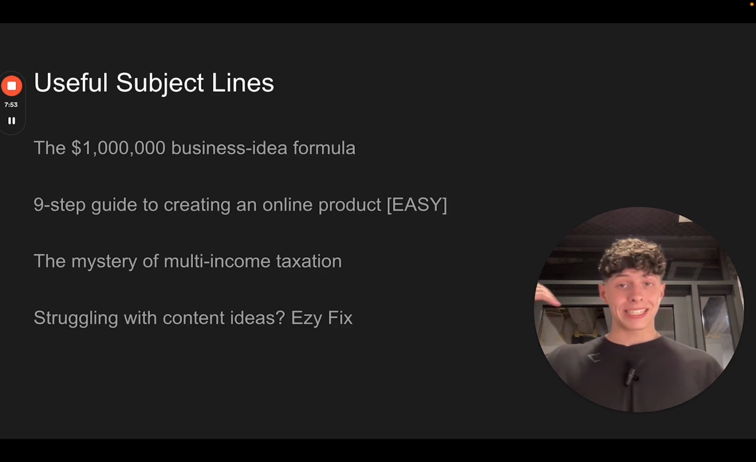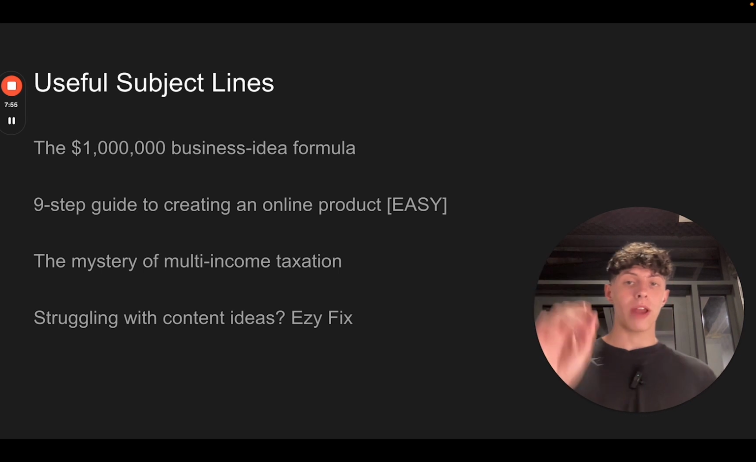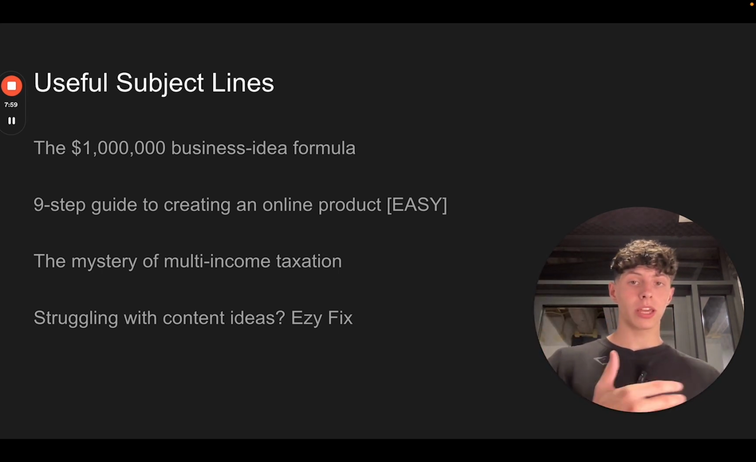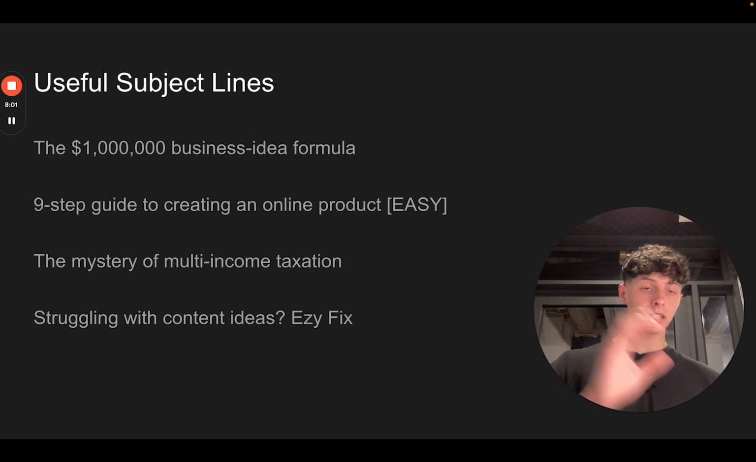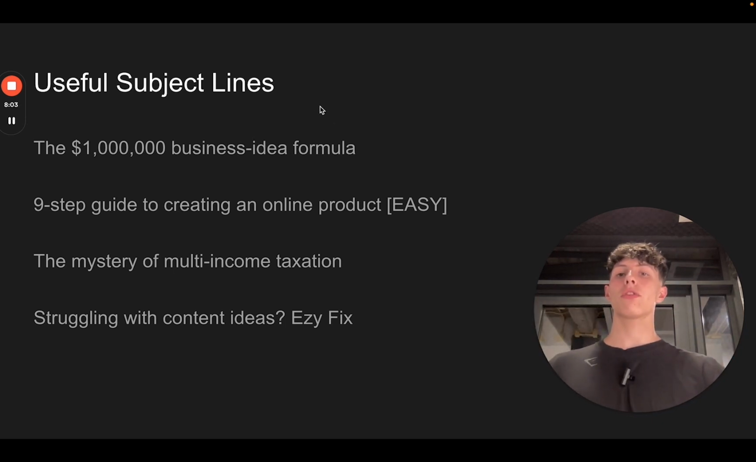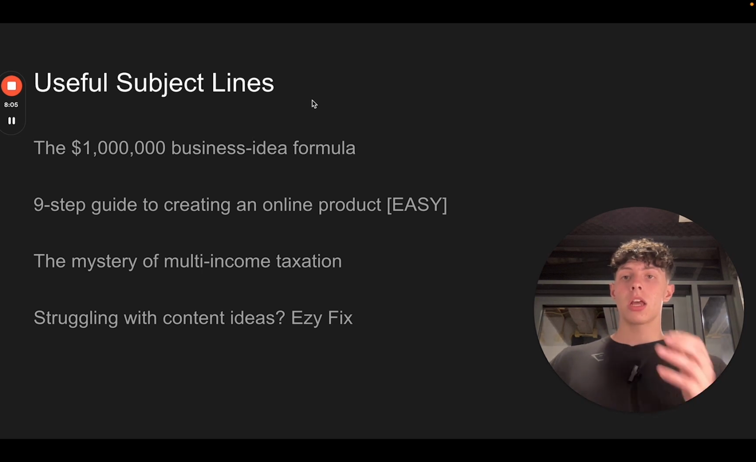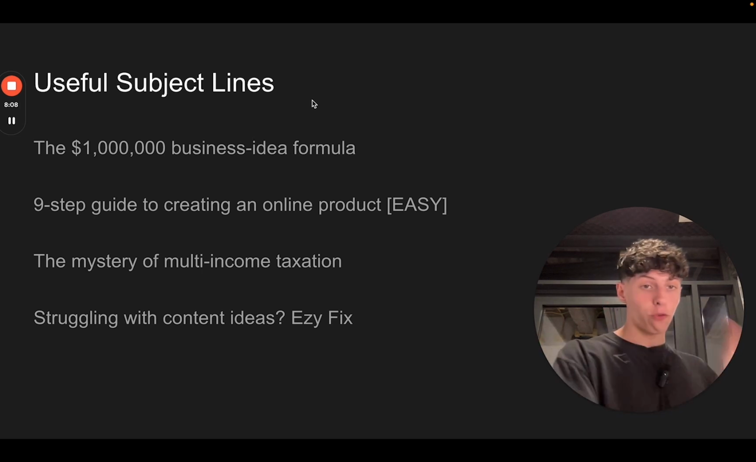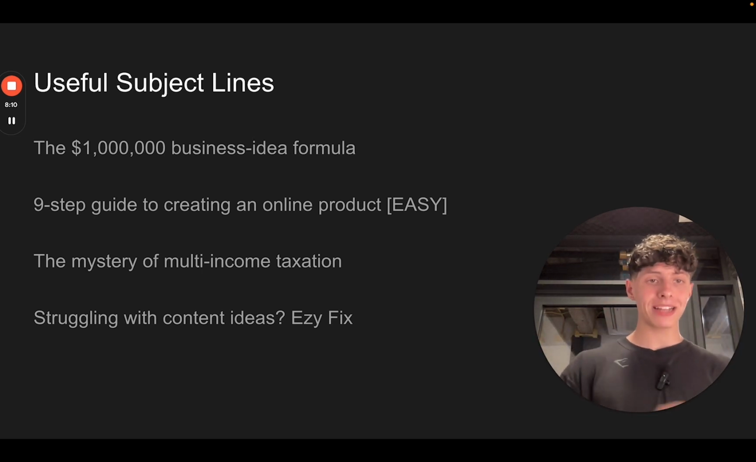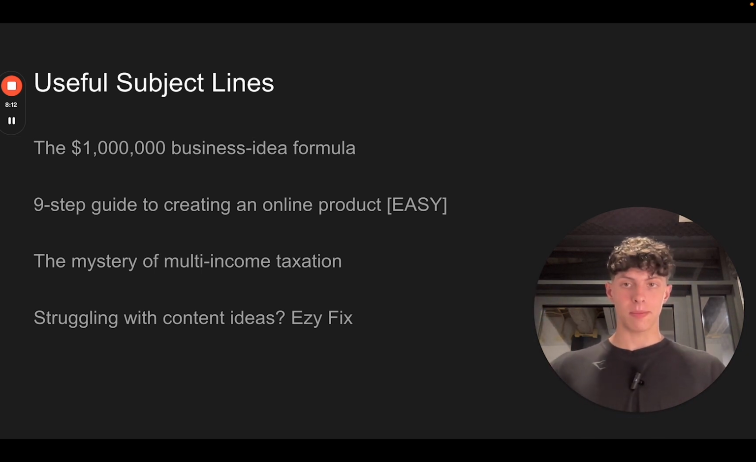The $1 million business idea. 9 steps to creating an online product. Easy. The mystery of multi-income taxation. Struggling with content ideas, easy fix. Okay, so the first one kind of applies to everybody. The $1 million business idea formula. The moment we say formula, they expect to see the formula inside the email.